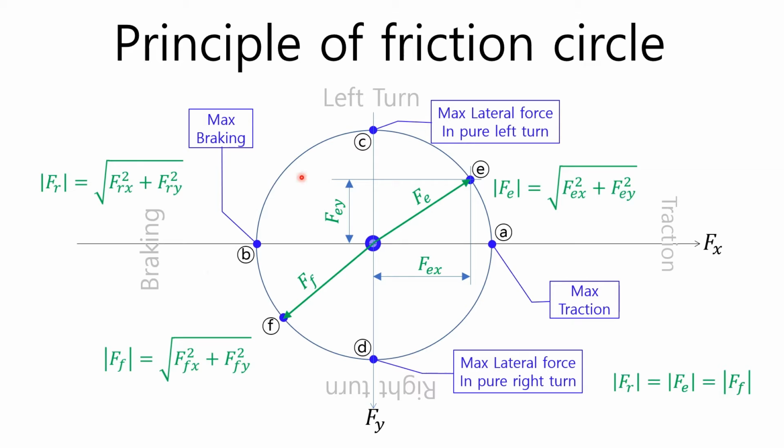Furthermore, the absolute value of the available maximum friction force represented by an arbitrary point is also equal to the absolute value of the maximum friction force at points E and F, and exists on the circumference of the friction circle, and has the same value in all combinations of braking force, traction force, and lateral force. All of them represent the radius of the friction circle.